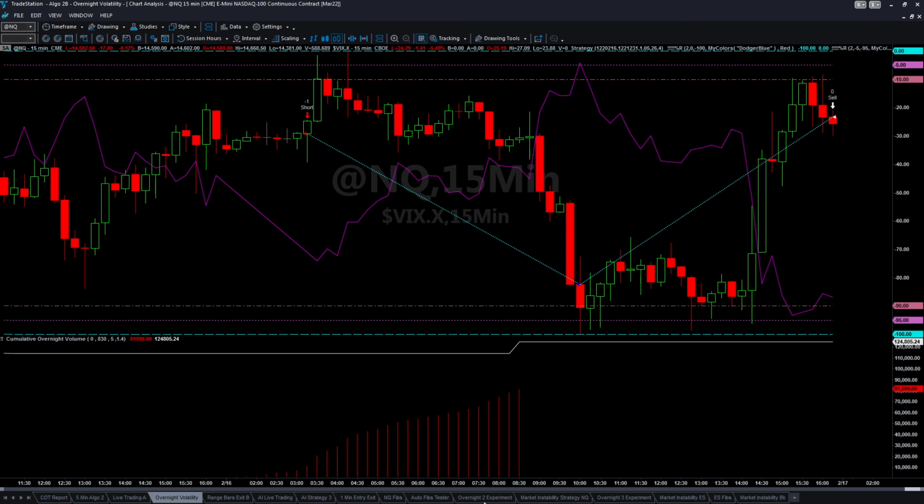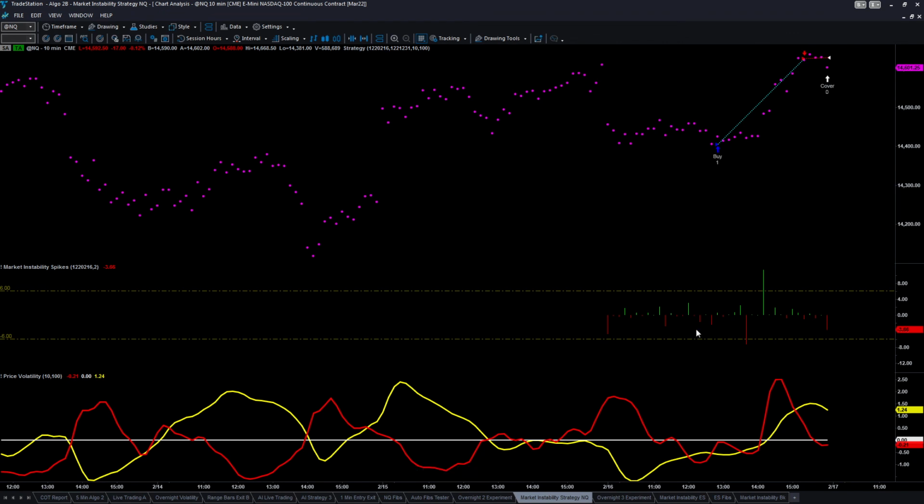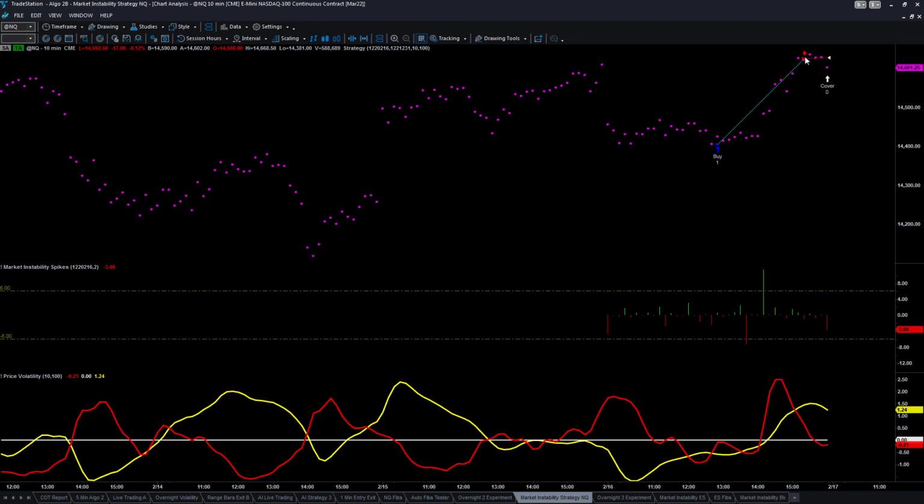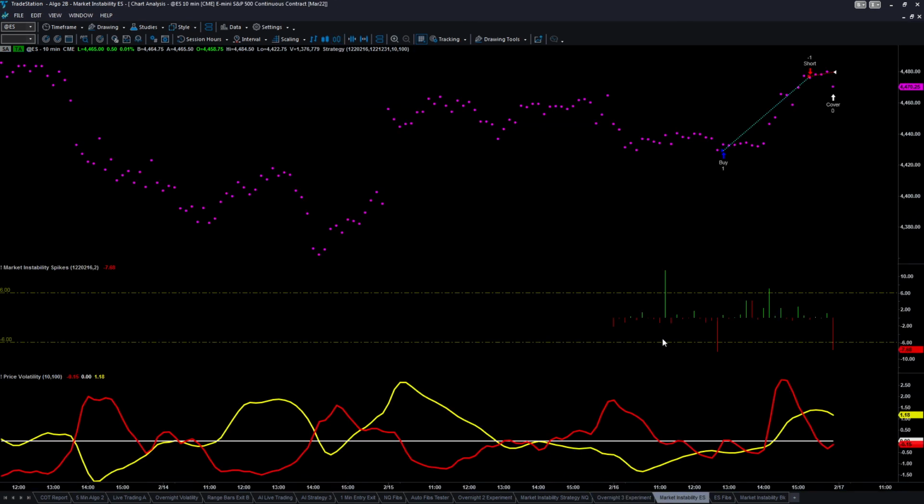Now, as far as market instability goes, my market instability chart caught the afternoon trade to the upside right here for a monster winner too. And the overnight on the ES also did extraordinarily well. I mean, look at the robustness of this strategy right here. This is the ES, guys. I mean, this did fantastic today too. The ES for market instability also caught the trade in the afternoon to the upside.